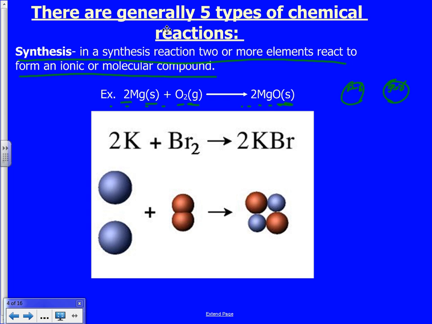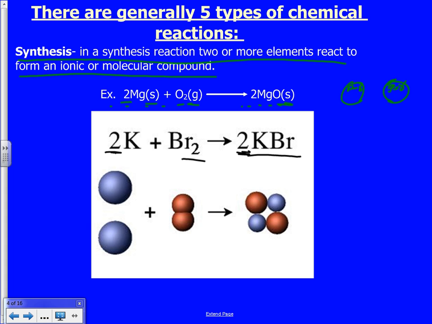Now, again, these big numbers here tell us that there are 2 potassiums on this side, and how many potassiums over here? 2. How many bromine over here? There's 1 molecule of bromine. How many atoms of bromine are there? 2. How many atoms of bromine over here? 2. This 2 applies to the molecule.